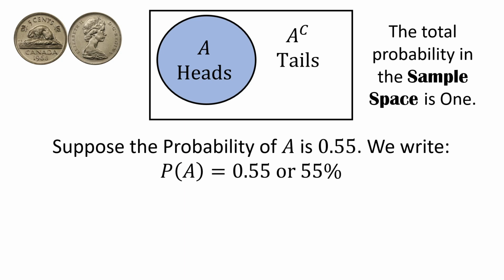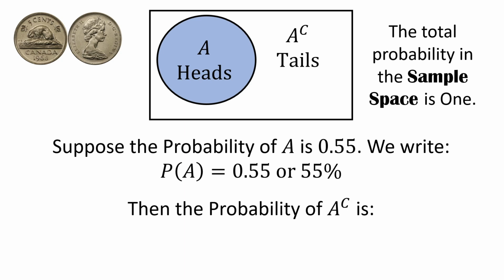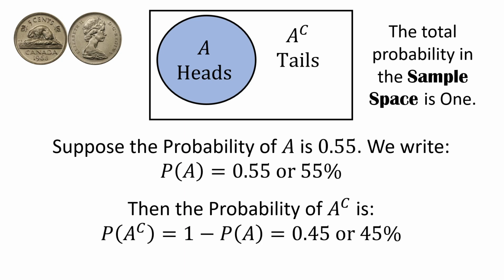Okay, so I hope you paused and thought up an answer yourself. Probably most of you would say then the probability of A complement is 1 minus 0.55. In other words, it's 0.45. Right. Again, the probability of A plus the probability of A complement, they have to add to 1. And so probability of A is 0.55. The probability of A complement is 1 minus that number.